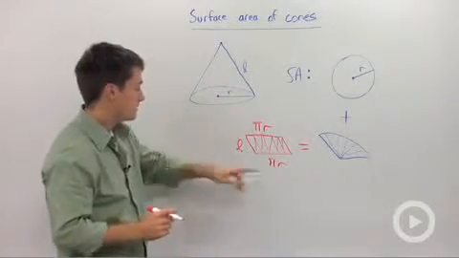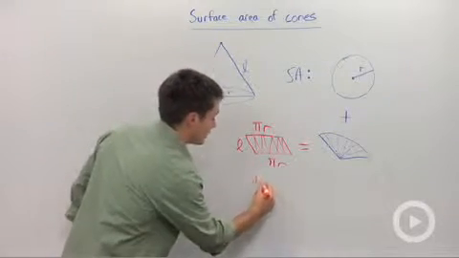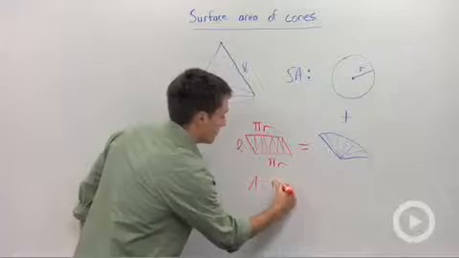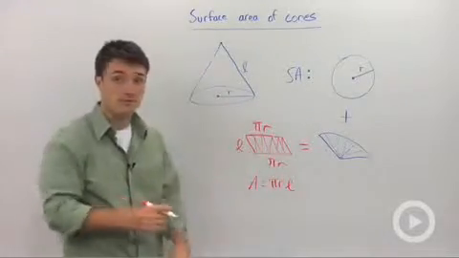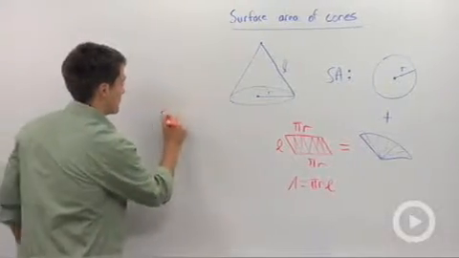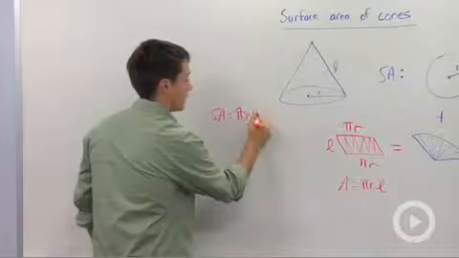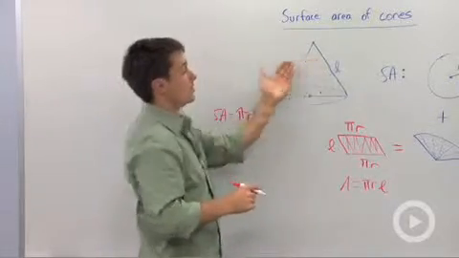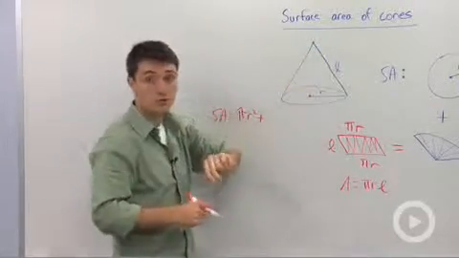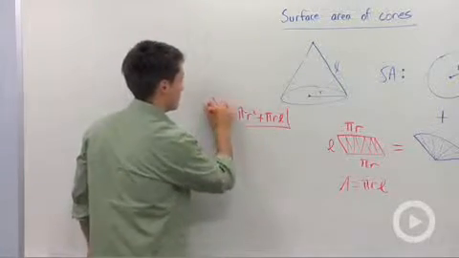So if our height is L and our base is pi times r, then the area of this is equal to pi times r times L. So the surface area of a cone, which I'm going to write over here, is equal to the base, pi r squared, plus this lateral area, which is found using your slant height. So that's going to be pi times r times L.